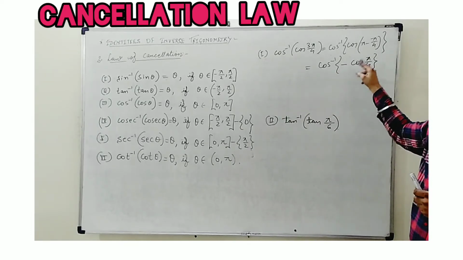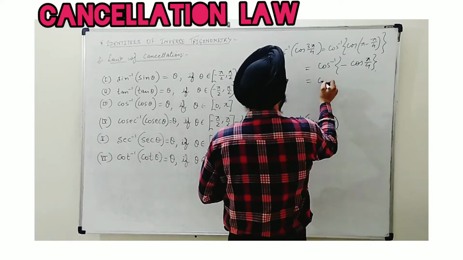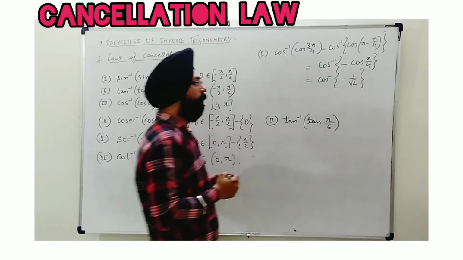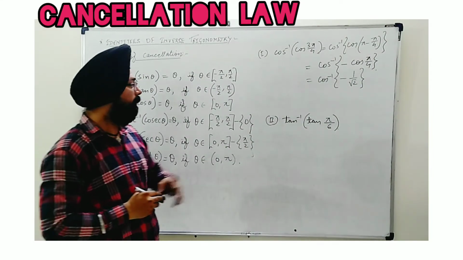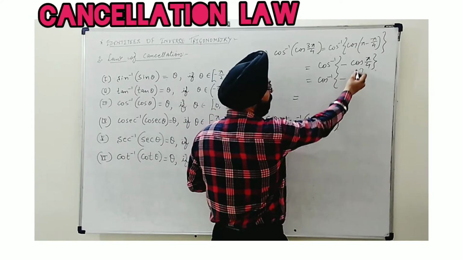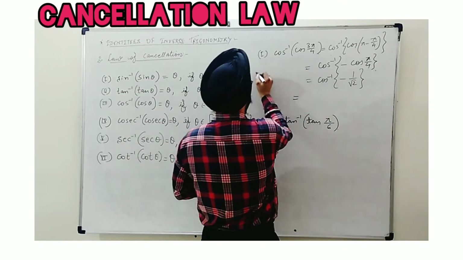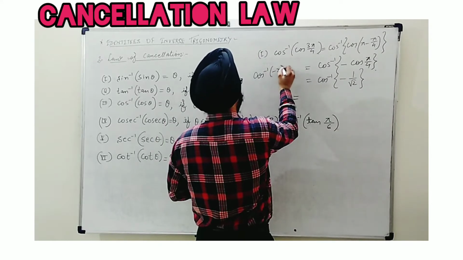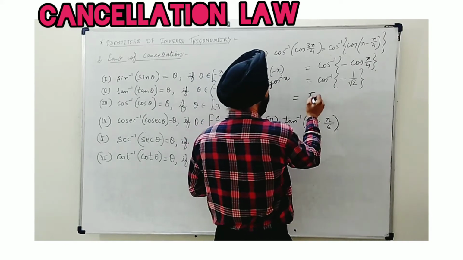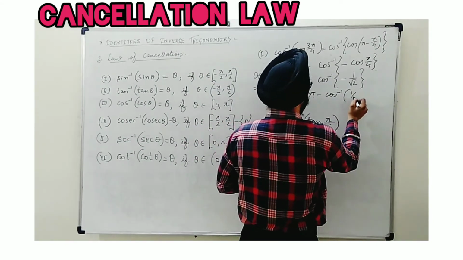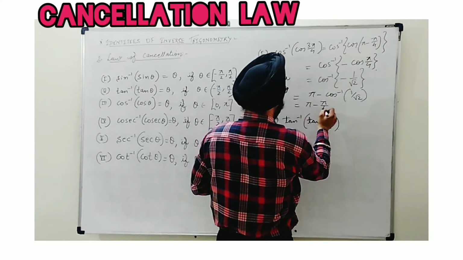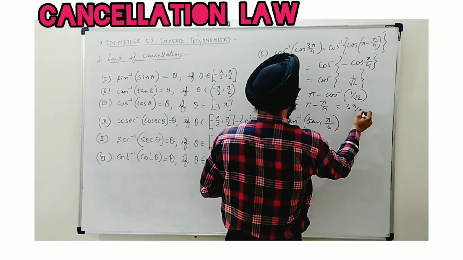Now cos pi/4 can be solved like this: cos inverse of minus 1/√2, putting the value of cos pi/4. Here we need to apply the negative value concept. So cos inverse of minus 1/√2, as we know that cos inverse of minus x is equal to pi minus cos inverse x. So this can be opened as pi minus cos inverse 1/√2, and taking the standard value, pi minus pi/4, finally we have 3π/4.